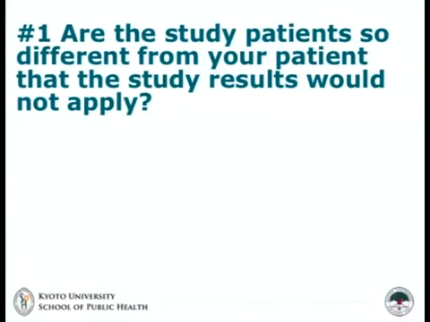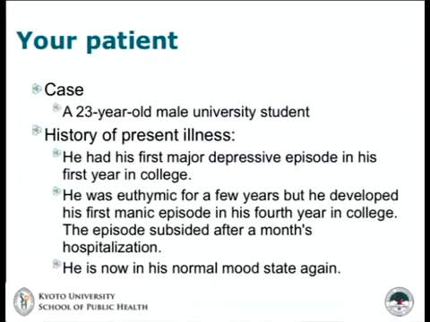Let's look at our clinical scenario again. Your patient is a 23-year-old male university student. He had his first major depressive episode in his first year in college. He was euthymic for a few years, but he developed his first manic episode in his fourth year in college. The episode subsided after a month's hospitalization. He is in his normal mood state again. Now, let's examine the patient's characteristics in the balance study.